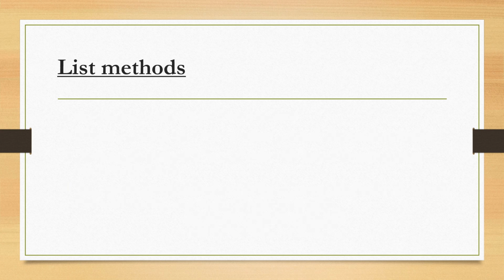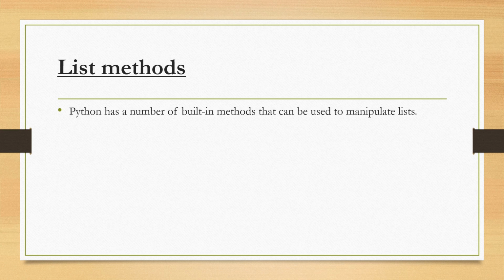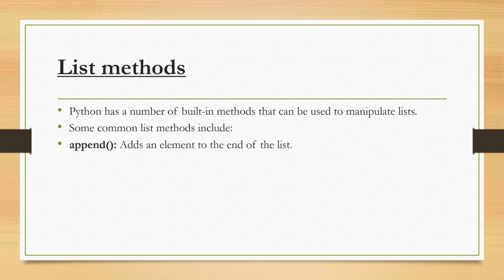Okay, so now we are going to see some list methods. These are the methods which are used to perform some specific task on the list. Python has a number of built-in methods that can be used to manipulate lists. Some common list methods include append. Append is used to add the element to the end of the list.